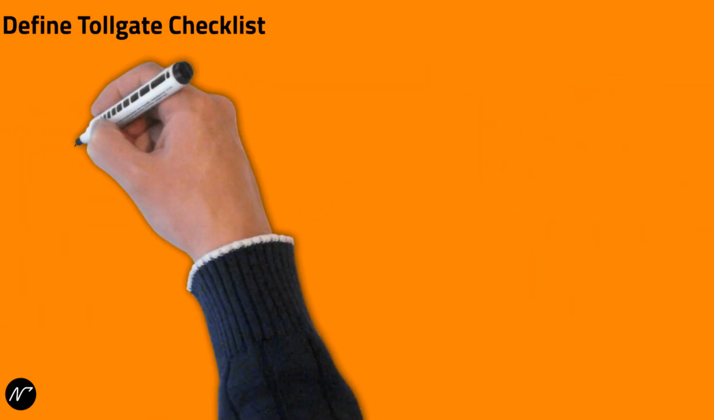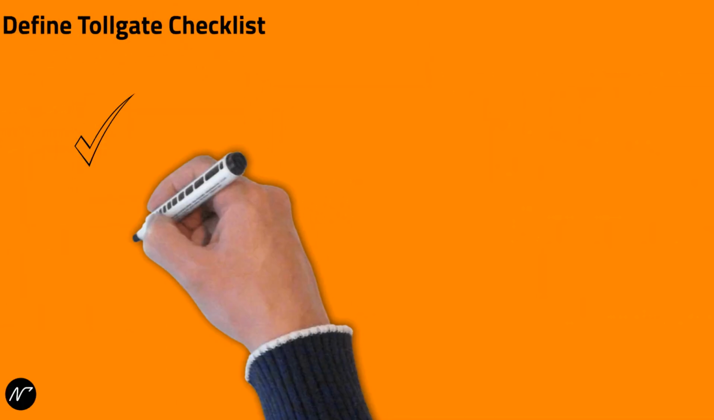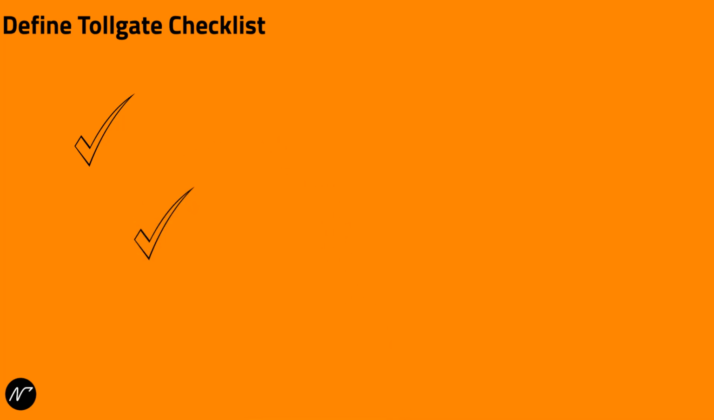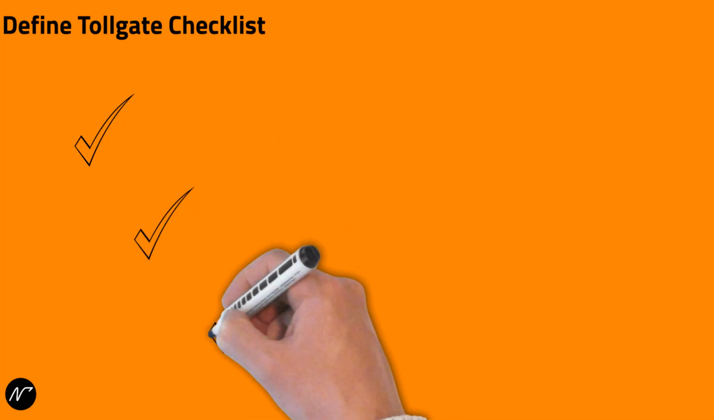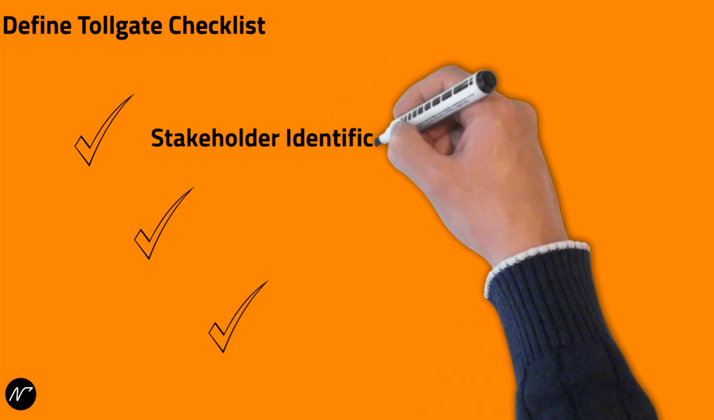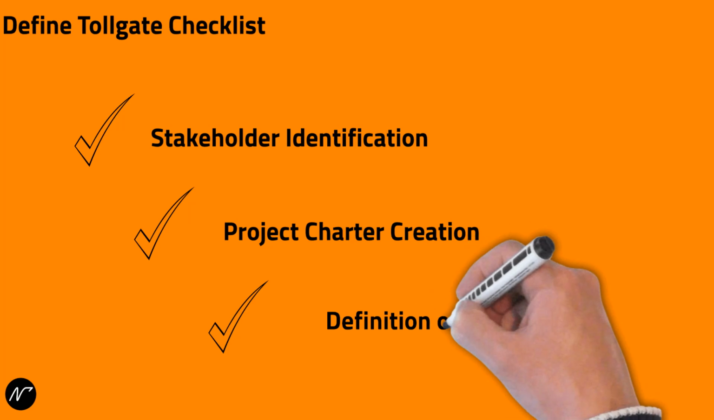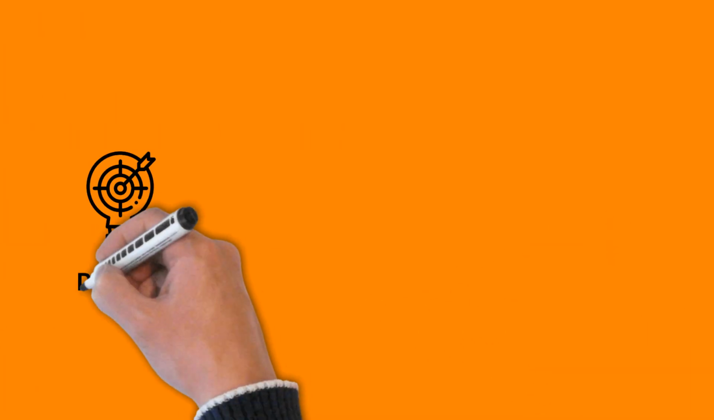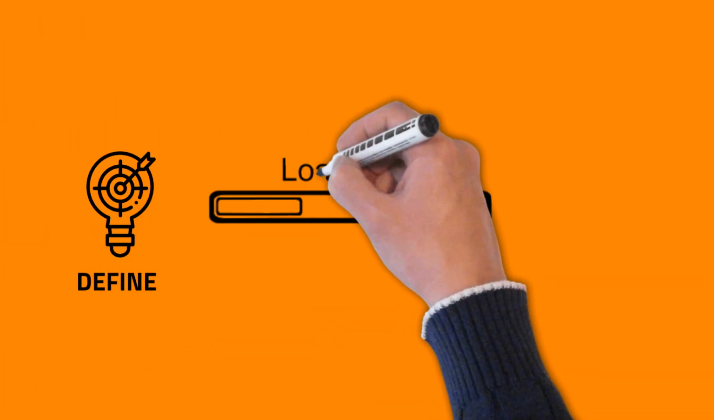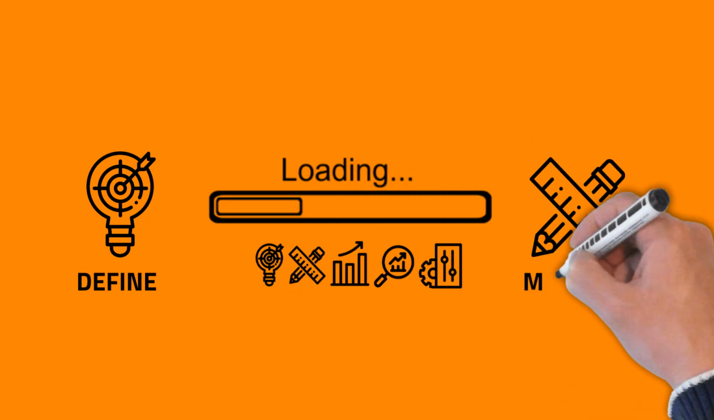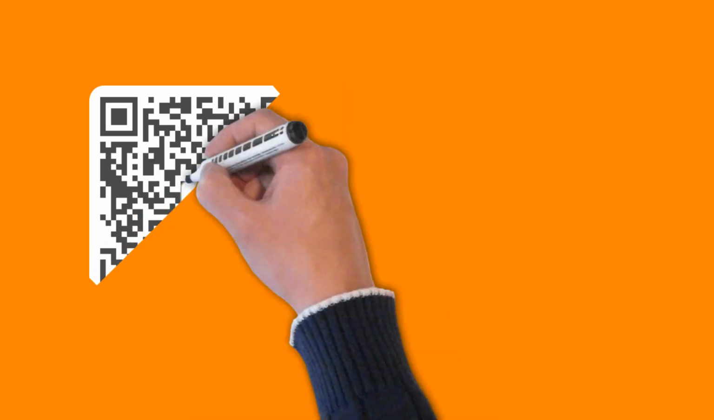Before moving to the measure phase, Six Sigma teams must pass the define tollgate. This ensures all necessary steps, such as stakeholder identification, charter creation, and scope definition, are complete and aligned with organizational goals. With a strong foundation laid in the define phase, your Six Sigma project is ready for the next step, measure. Stay tuned to learn how data will drive your process improvement.